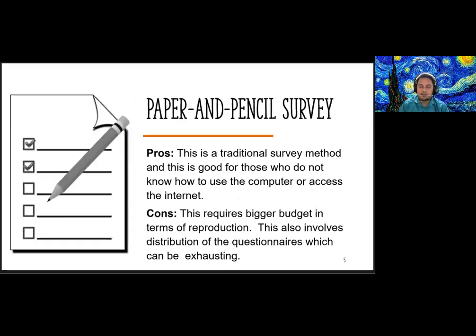Next is the paper and pencil survey or pen and paper survey. So you know this already. This is the traditional one. One of the advantages of this traditional survey method is that it is good for those who do not know how to use the computer or access the internet.